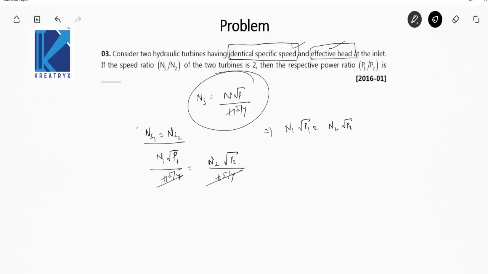Okay, N1 by N2 is given, you can find P1 by P2, like N1 by N2 is equal to under root of P2 by P1. Solve it. P1 by P2 will be equal to 0.25. So the answer will be 0.25. Okay. Next question.